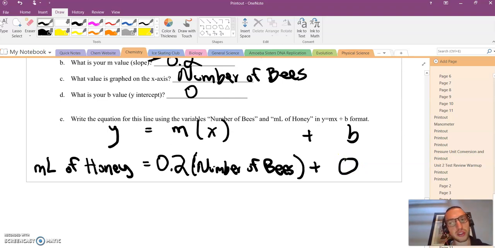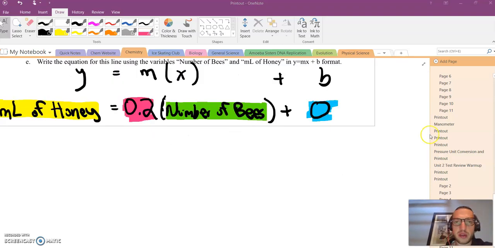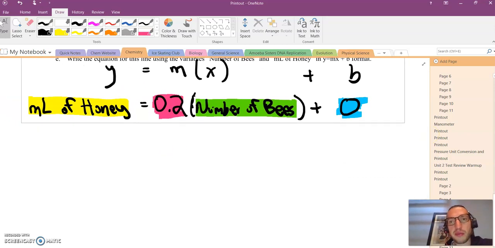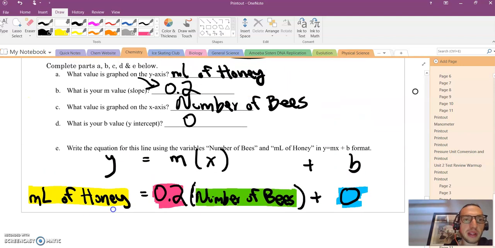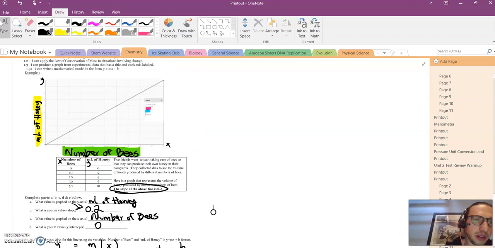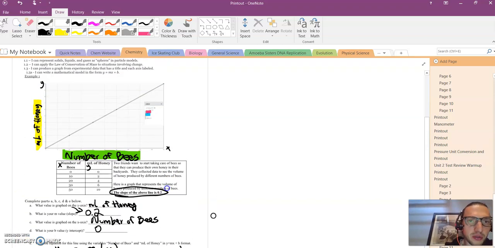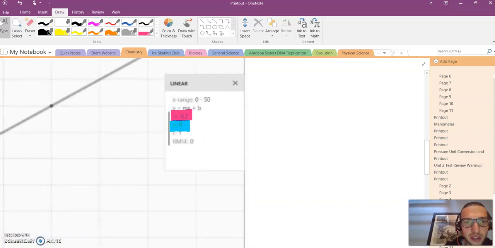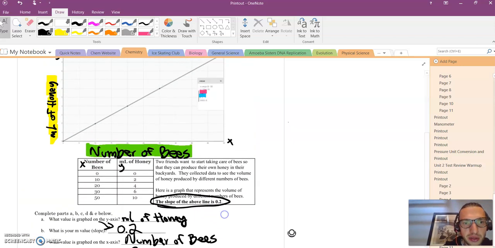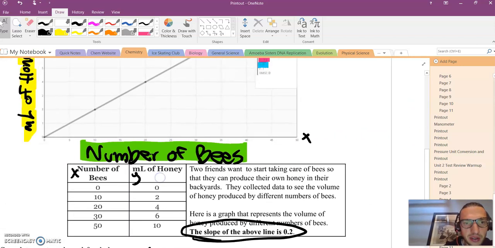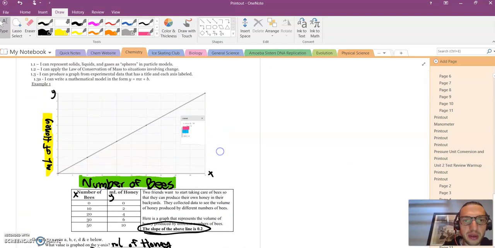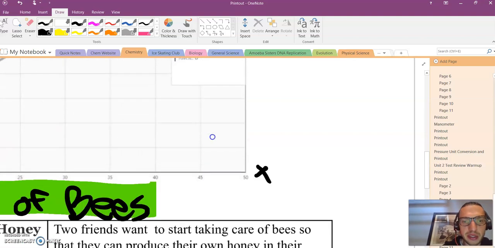In the future, if it's plus 0, you don't need to put that plus 0. All right, so your final answer is milliliters of honey is equal to 0.2 times the number of bees plus 0. So we get milliliters of honey. This is what the y-axis is, so that's why I put this in yellow. Look over here, that's the yellow part over here. 0.2, you find that in pink right over here. It's the slope. x, number of bees, is green, so I put that, from right over here. It's from the x-axis. And finally, plus 0 is plus b, and the b you find in the blue right over here. b is equal to 0.